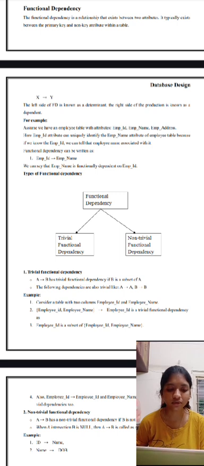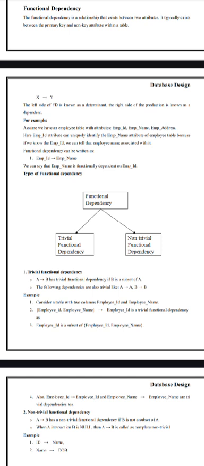These functional dependencies are mostly used in finding the second normal form. In second normal form, all non-key prime attributes are fully functionally dependent on the primary key. So we find this functional dependency concept.